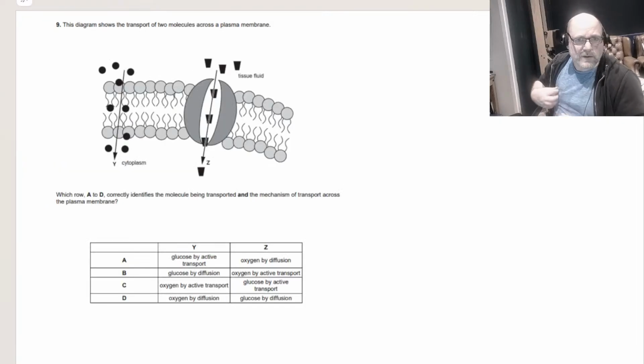Let's have a look at some other questions. These questions are from all different exam boards, OCR, Edexcel, AQA.